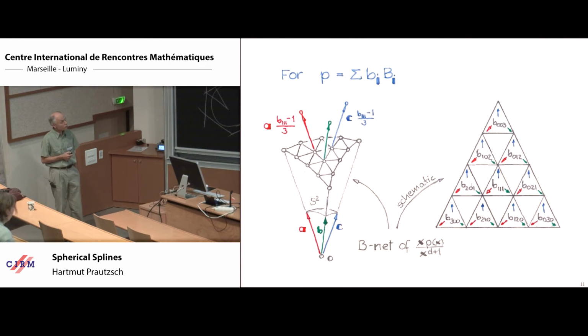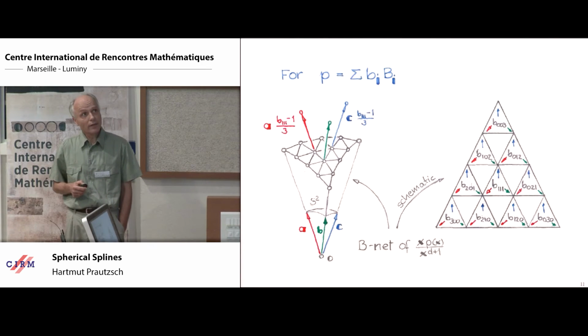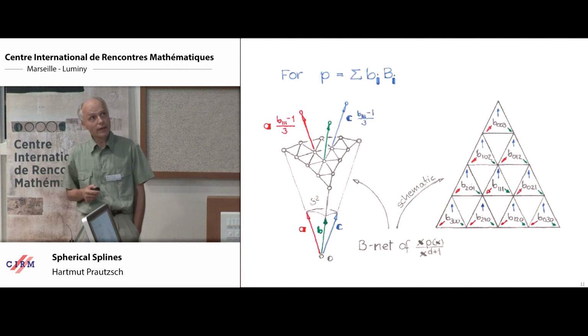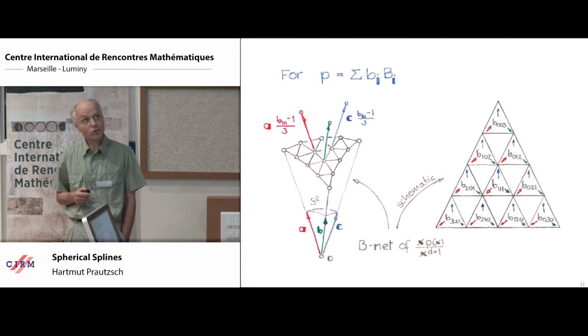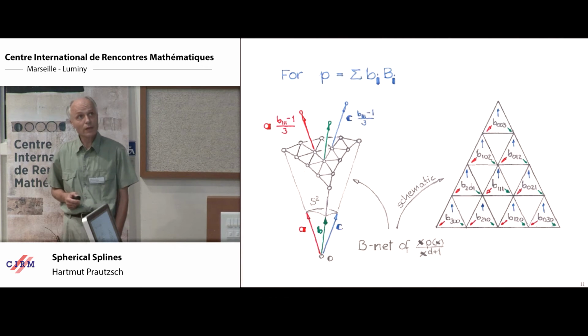Say this is a cubic polynomial, it works for any higher odd degree, and then we have this quartic representation. Here are the Bézier points, and they are related in the following way. I depict this quartic Bézier net again here on the right side schematically, and then I put the Bézier coefficients here into the upright triangles in the natural order.